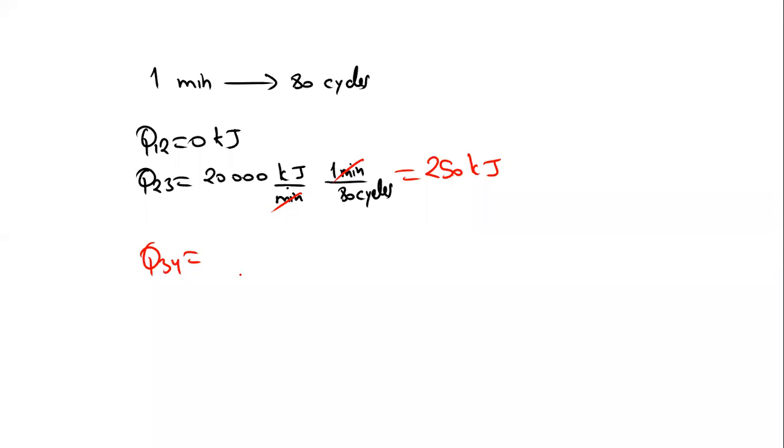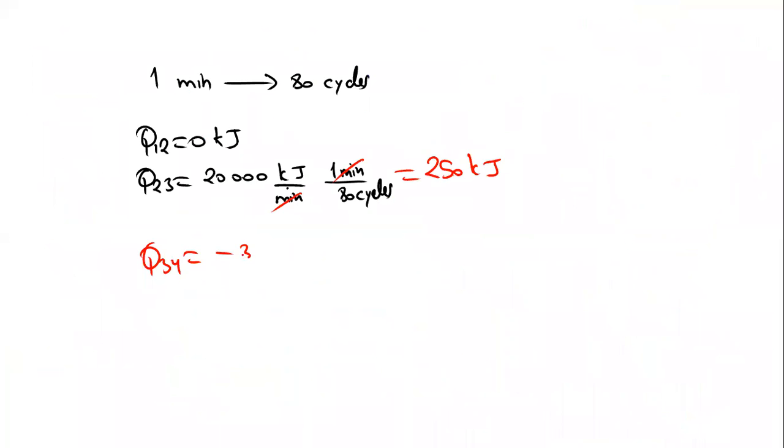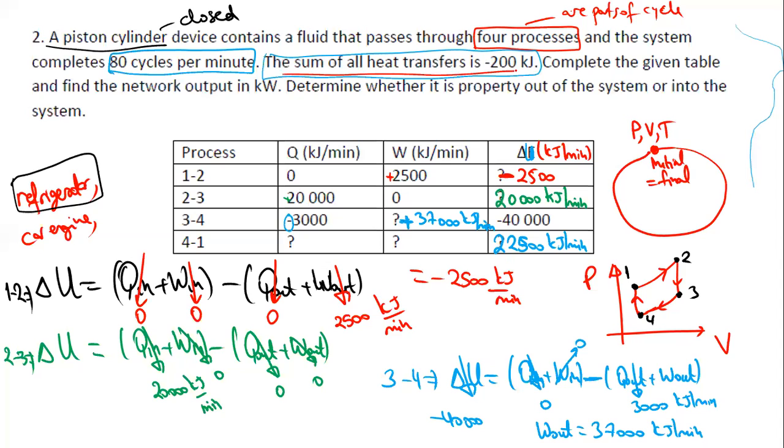For Q34, let's go back to this one. It is negative 3,000 kilojoules per minute. In 1 minute, I have 80 cycles. Therefore it will be negative 3,000 divided by 80, which is 37.5 kilojoules. You see that I'm converting all of them to per one cycle, because the sum of all heat transfers being negative 200 is for one cycle.